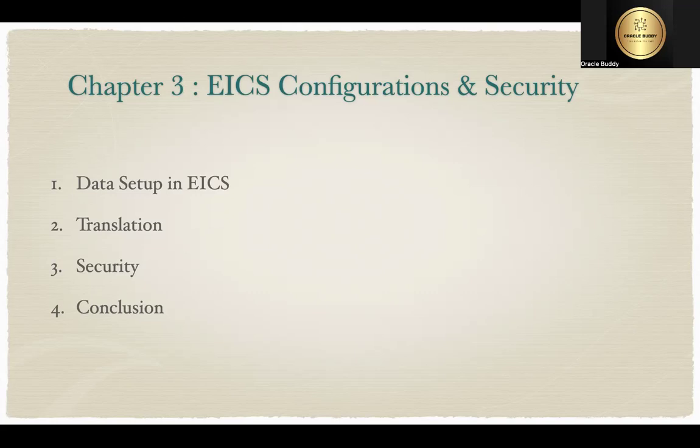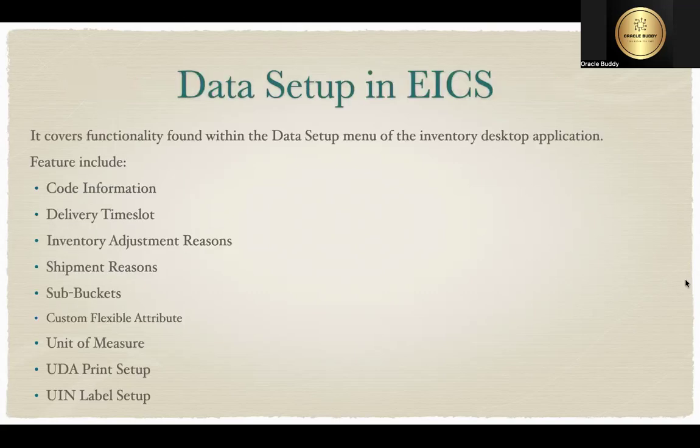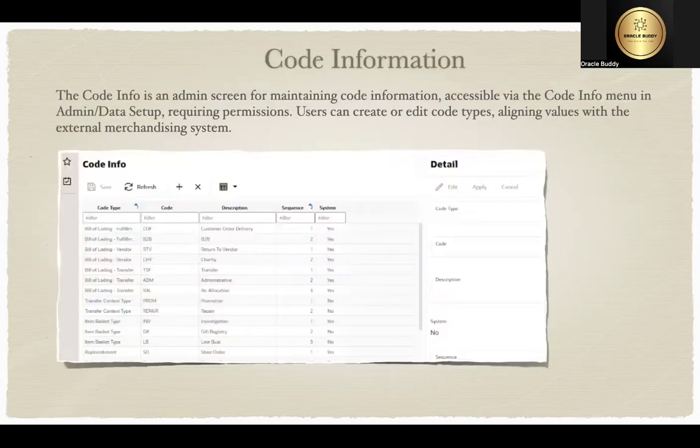In this chapter, we will discuss data setup in EICS, translation, security, and conclusion. So let's discuss data setup in EICS first. Here we will cover functionality found within the data setup menu of the inventory desktop application. The features include code information, delivery time slot, inventory adjustment reason, shipment reasons, sub-buckets, CFS, UM, UDA print setup, and UIN level setup. So let's discuss the subtopics one by one.